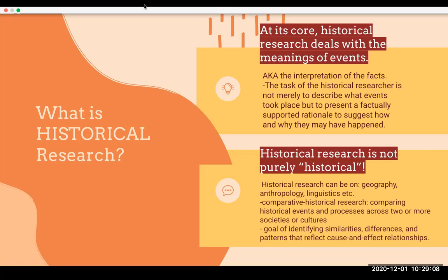Comparative historical research compares historical events and processes across two or more societies or cultures. With historical research, there's a goal of identifying similarities, differences, and patterns that reflect cause and effect relationships.